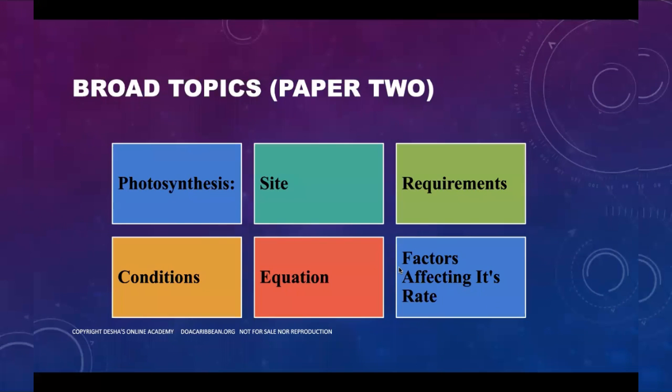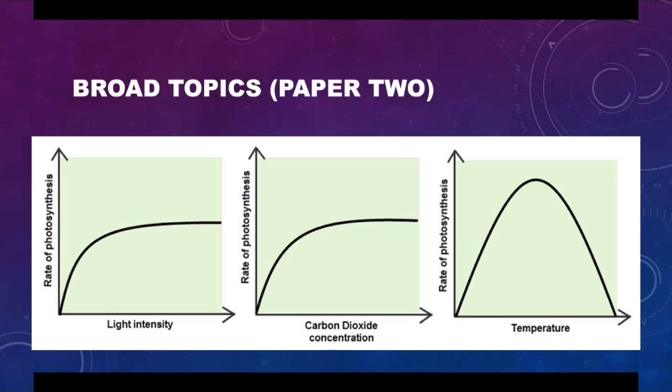Light intensity, carbon dioxide concentration, temperature, those three are what we call limiting factors. And we know that a limiting factor is something that limits the rate or the growth of something. As the light intensity increases, the rate of photosynthesis is going to increase, right? Until we have that area on the graph where photosynthesis stops.